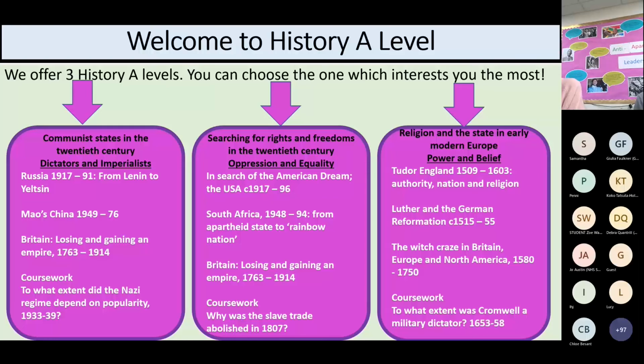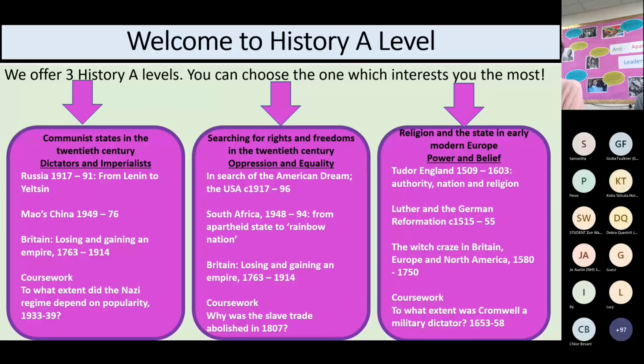I'm going to come in on Freya's question here about how the course is divided over the 2 years. That's probably a good point to say that's what you do in the first year. The first topic on there and the second topic on there are what you do in the first year. And in the second year, you do the third topic and the coursework.